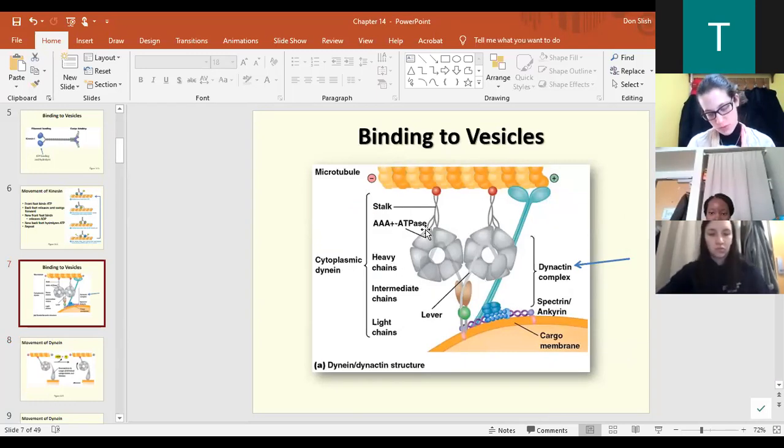In addition to the dynein, there's this dynactin complex that is also necessary. And the dynactin complex attaches the dynein to the cargo membrane. So there's several proteins involved and we don't know the names of them, and that's okay because that's fewer things to have to memorize. But the dynactin complex then holds the dynein on.